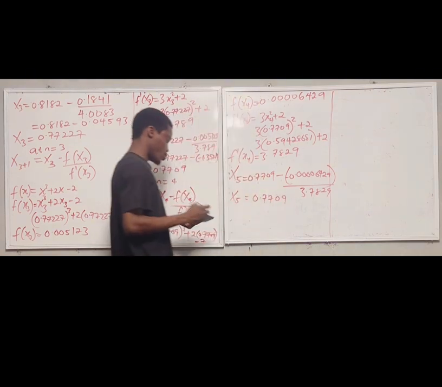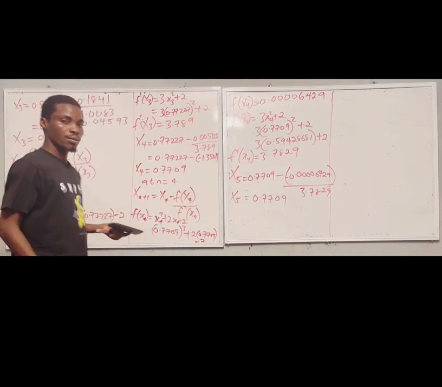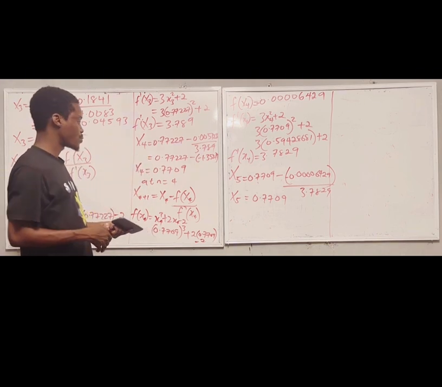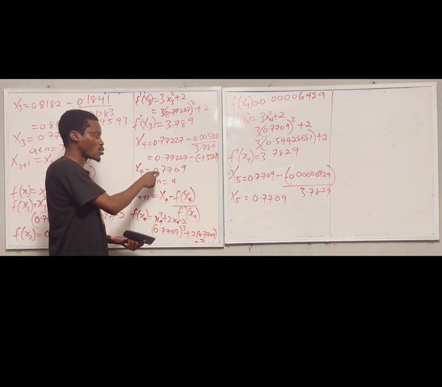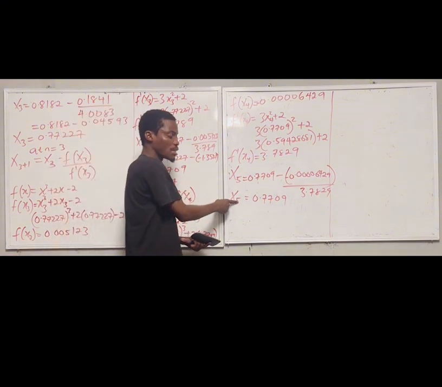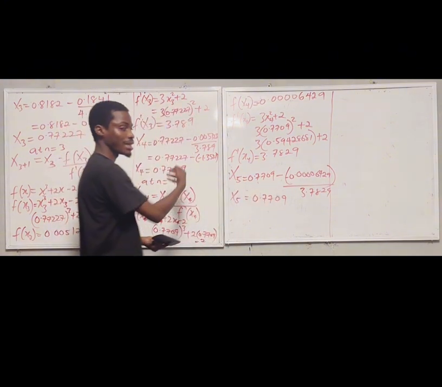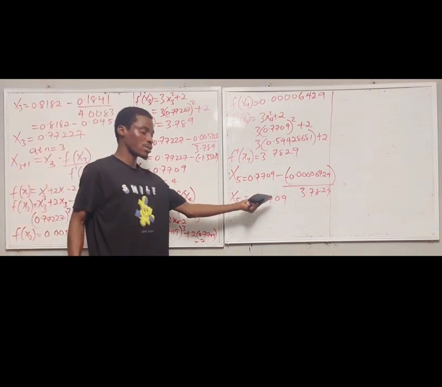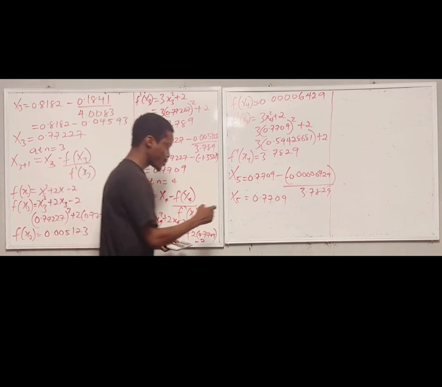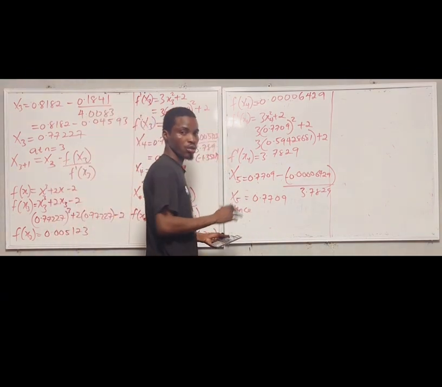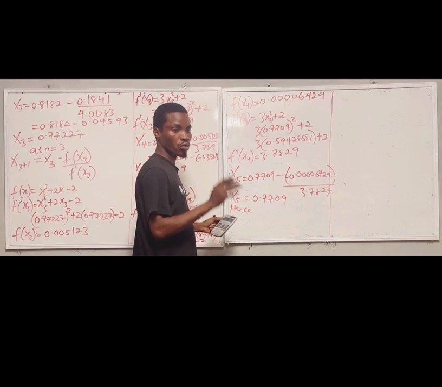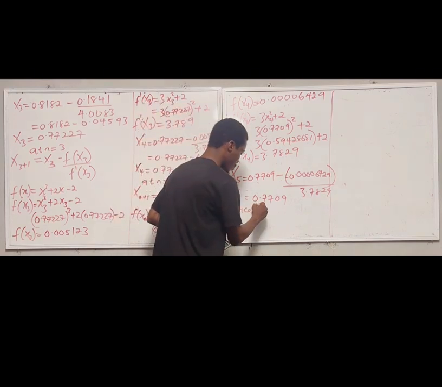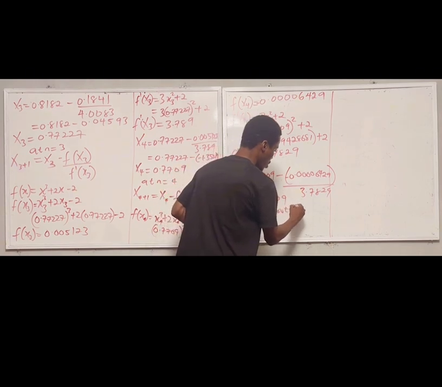I have 0.7709. Now you can see that, so where is my root? My x4 is 0.7709 and my x5 is 0.7709. You can see they are the same. So the approximation at x5 gives 0.7709, which is the same as x4. Hence, my calculation will stop here. It means that my fifth approximation gives me the root.